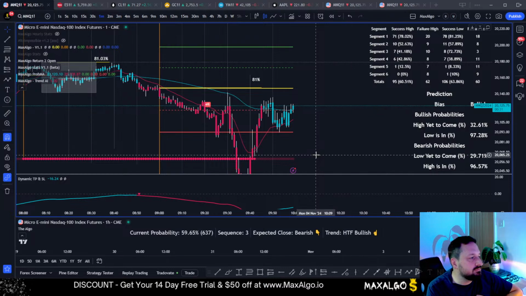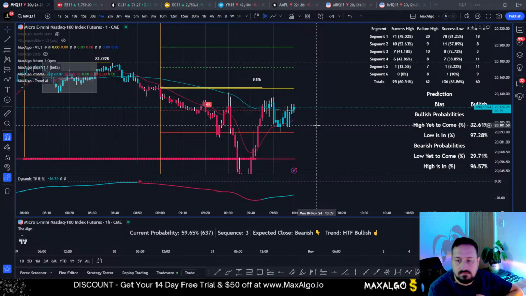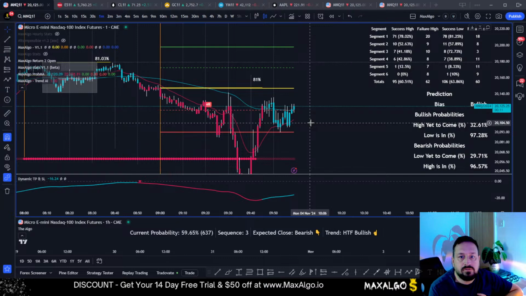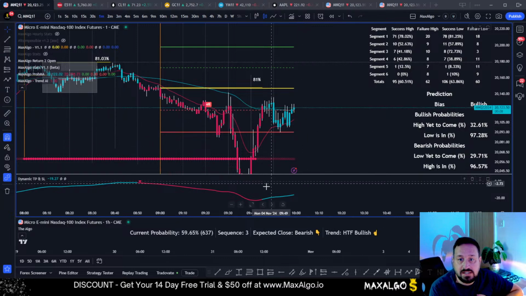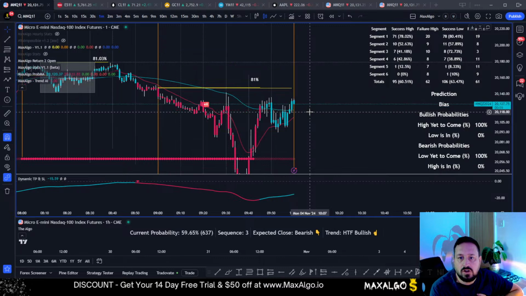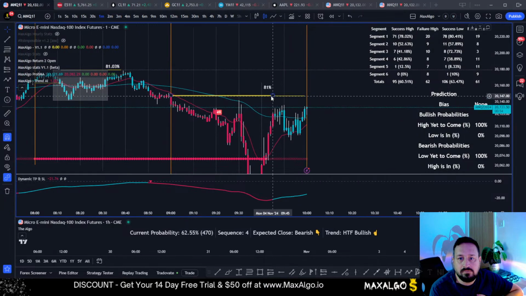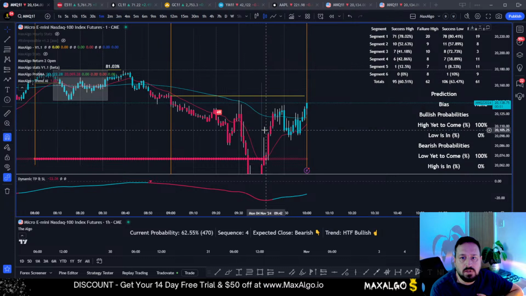Last minute of the hour. If price gets choppy, we'll trade what we see, right? If we go to corrective bearish, then it's not ideal. Okay, there's our hour finished. We start our new hour.